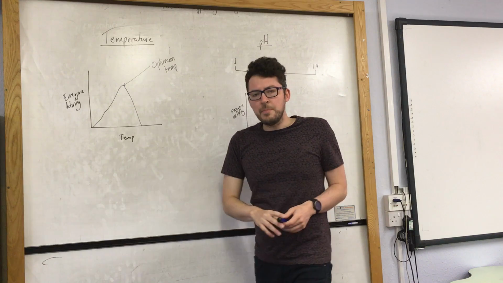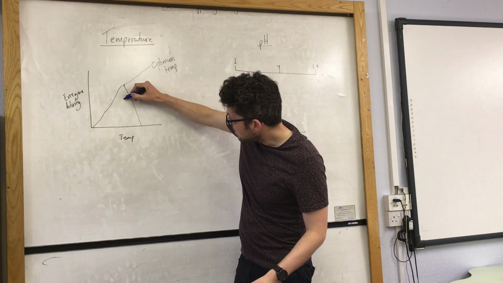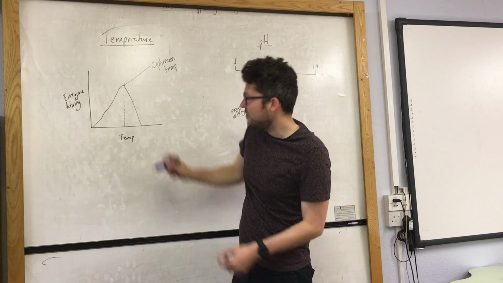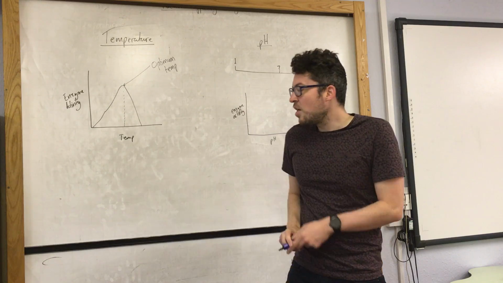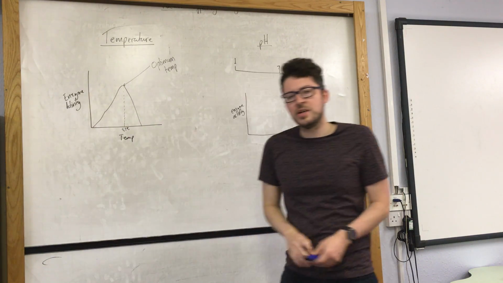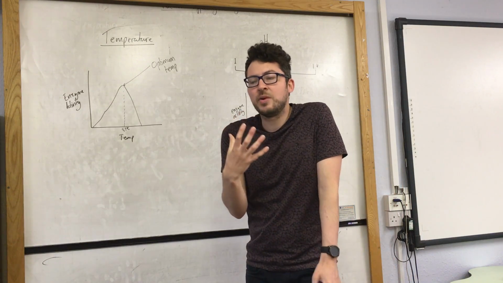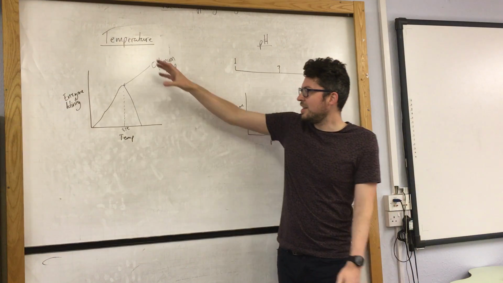So there's the optimum temp, and we can work out the optimum temperature by simply drawing a line down to the x-axis and finding what the temperature would be. Now in a human being, that would be 37 degrees, because that is the temperature at which we function. That's our body temperature. Okay? So that is enzyme activity.